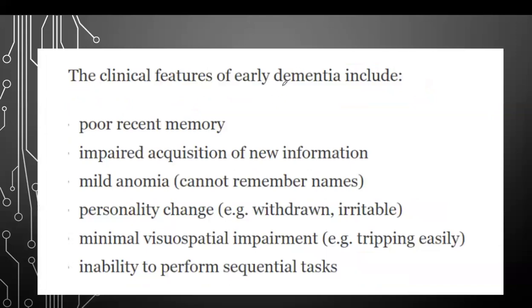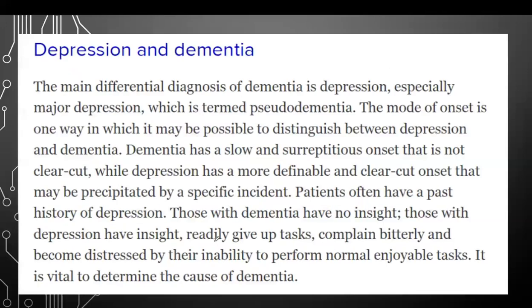So what are the clinical features of dementia? Most importantly, loss of memory, and they have trouble remembering any new information. They can have difficulty remembering names, personality change, so they might start to become very withdrawn, they don't go outside, and they can also have inability to make decisions. Many times, depression and dementia can be together and can be very, very difficult to differentiate.